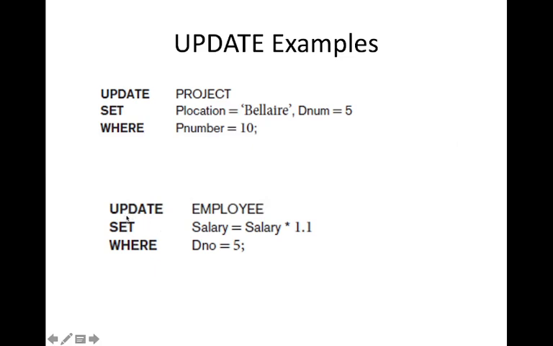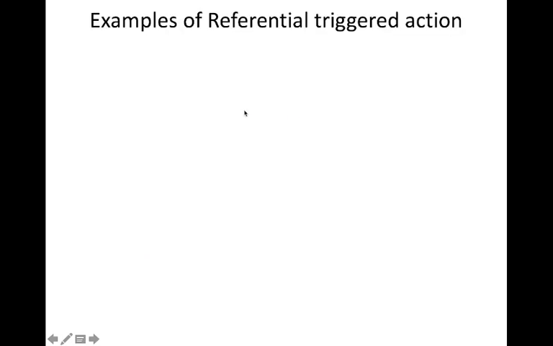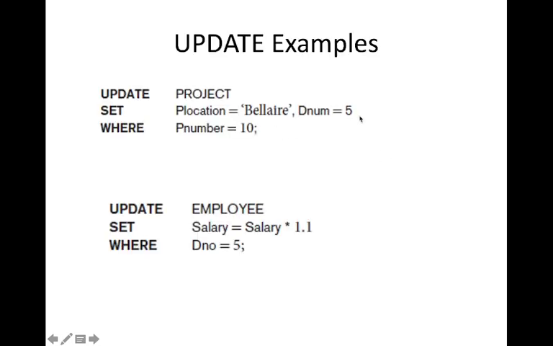So this is the syntax: update, set, where. Whatever condition you specify in the where, based on that you will select the single row or multiple rows, and we will set those values. We can modify the values of all the attributes. Any number of attribute values can be changed.